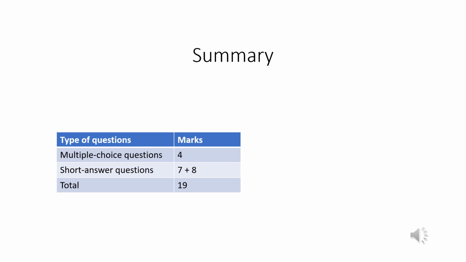There are 4 multiple-choice questions worth 1 point each, totaling 4 marks. There are also 2 short answer questions worth a total of 15 marks in this section covering organic compounds. The overall score for this section is 19 points. With a total possible score of 120 points, the percentage for this section is 15.8% of the total score.